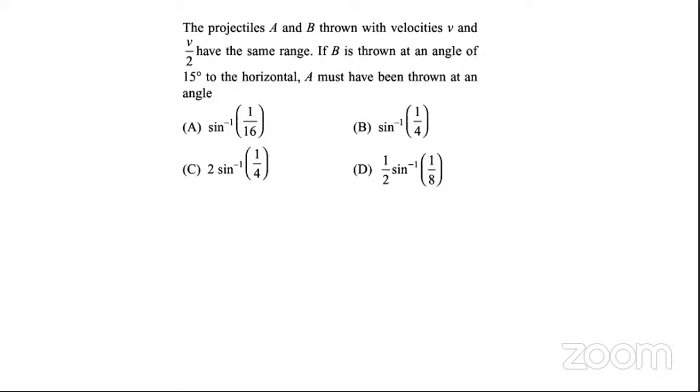The projectiles A and B thrown with velocities v and v by 2 have the same range. दो अलग-अलग projectiles की बात हो रही है. Now, if B is thrown at an angle of 15 degrees to the horizontal, एक projectile का angle बता दिया है, then A must have been thrown at an angle.